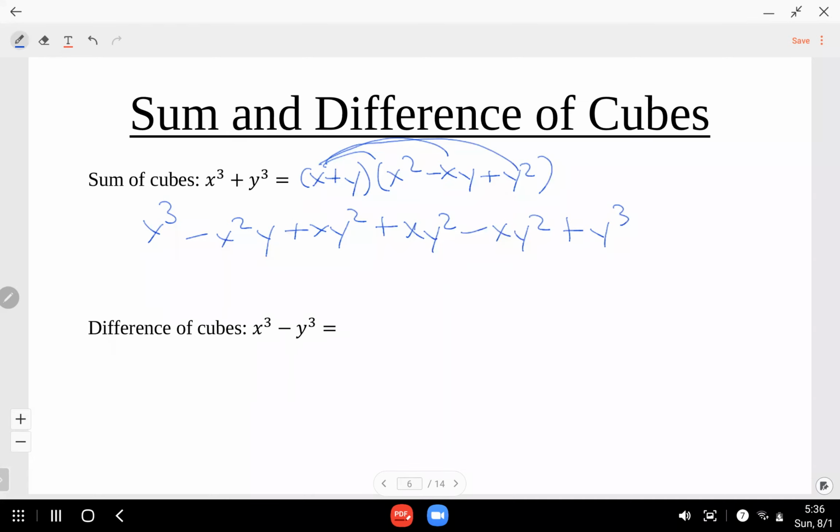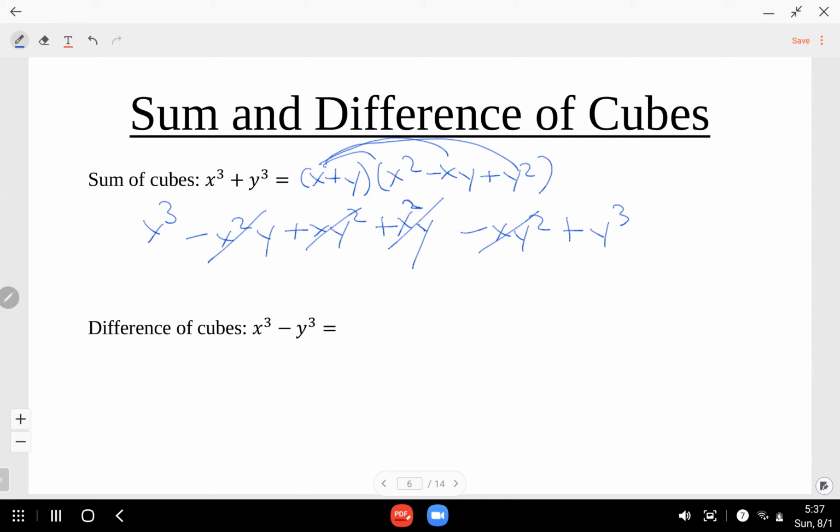Oh wait, I got this one incorrect. Hold on. This one is supposed to be x squared y. Okay, so now it cancels itself out. Everything cancels out, and then you get x cubed plus y cubed.